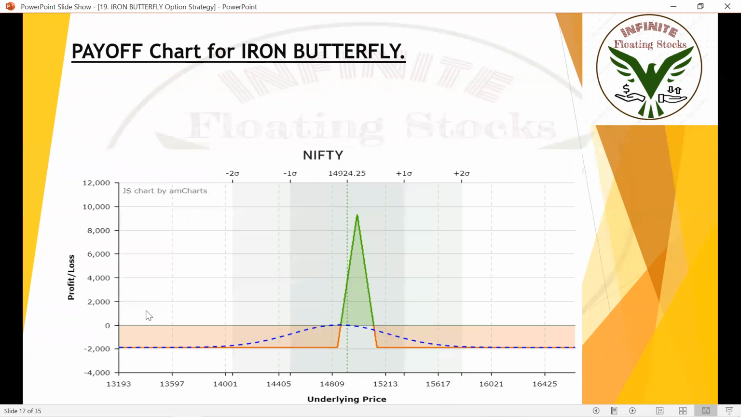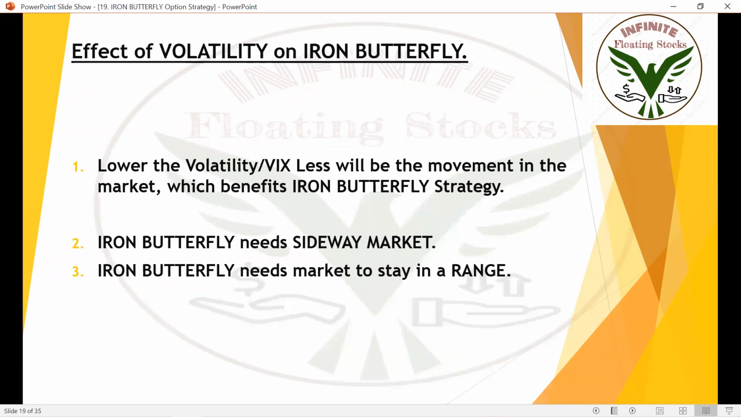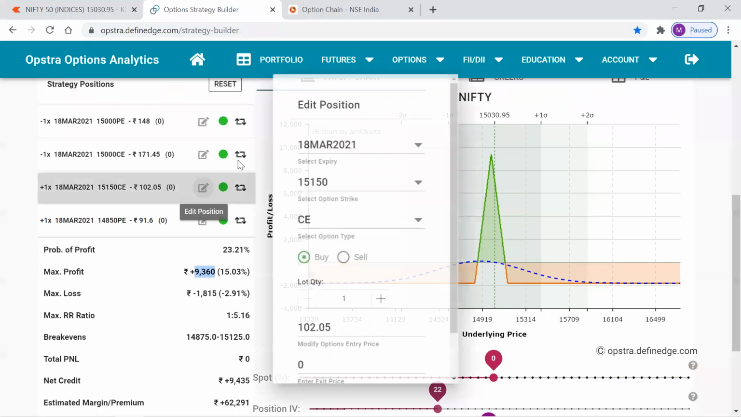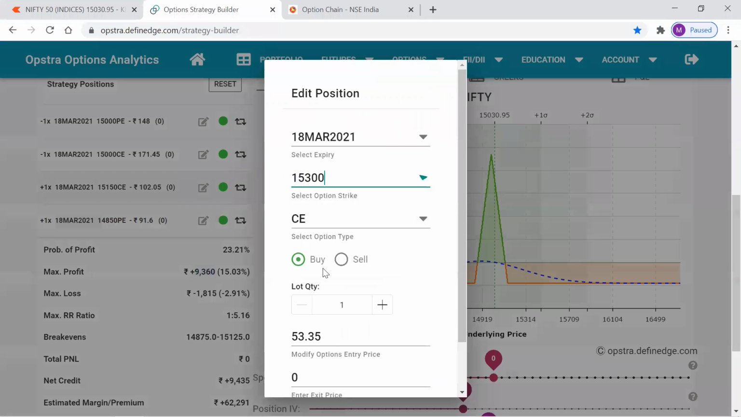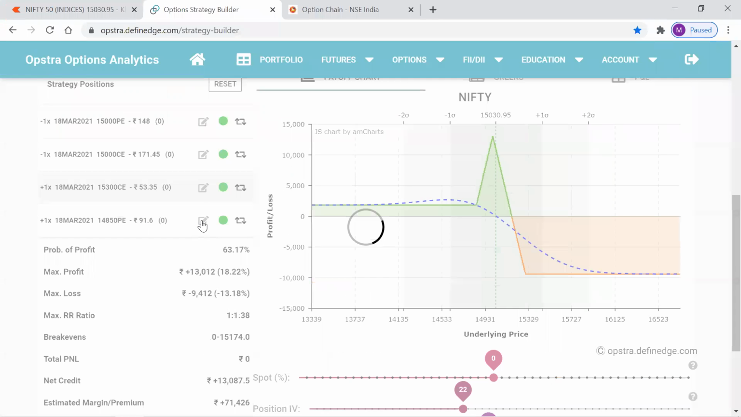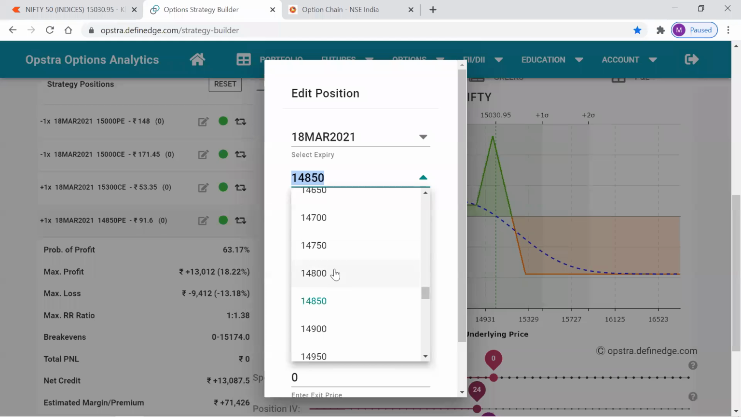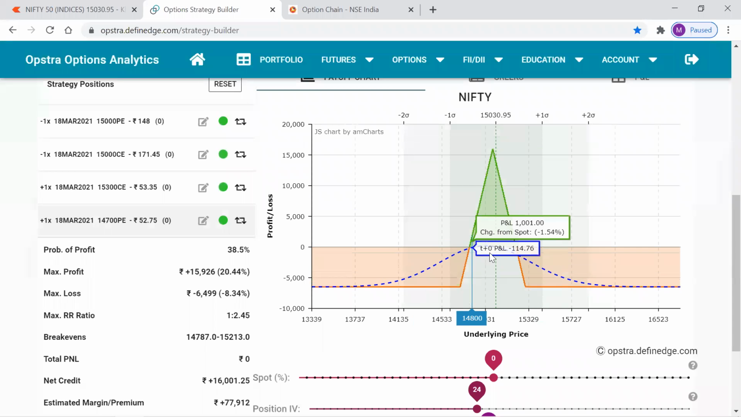And this is how the payoff chart looks like and the effect of volatility. So lower the volatility, nothing but sideways market, nothing but the market will be staying in this range only. Okay, let me edit it. 15,300 modify. 14,700 modify.